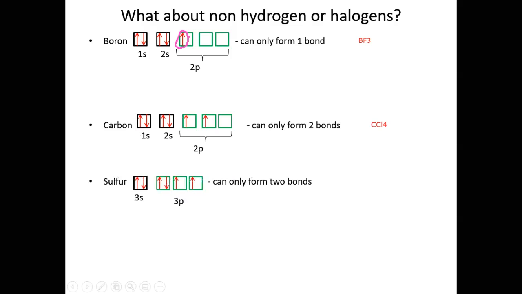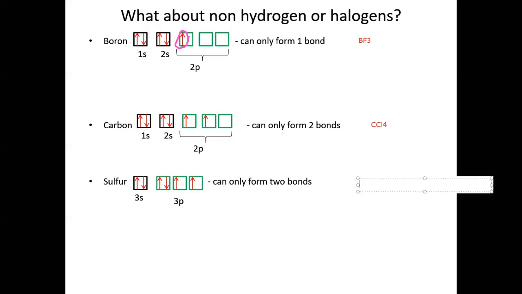Now if we look at sulfur, sulfur only has 2 lone electrons. So according to this valence bond model, it can only form 2 bonds. Well, we know that's not correct either because sulfur can form up to 6 bonds. So obviously for elements other than hydrogen and halogens, it doesn't do a good job of explaining the number of bonds these different elements can form.